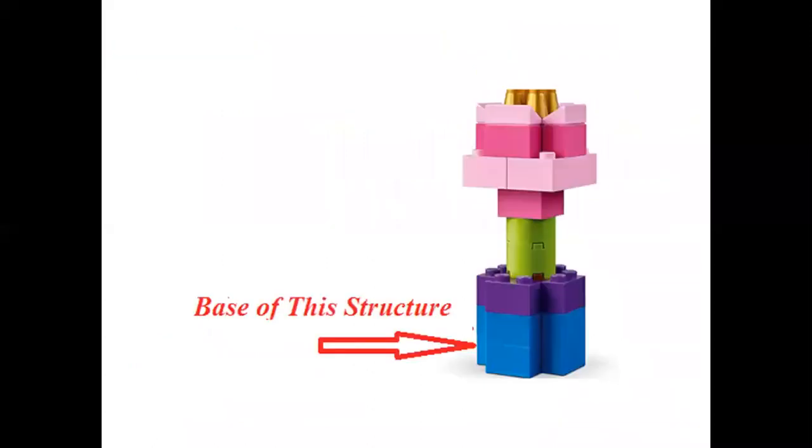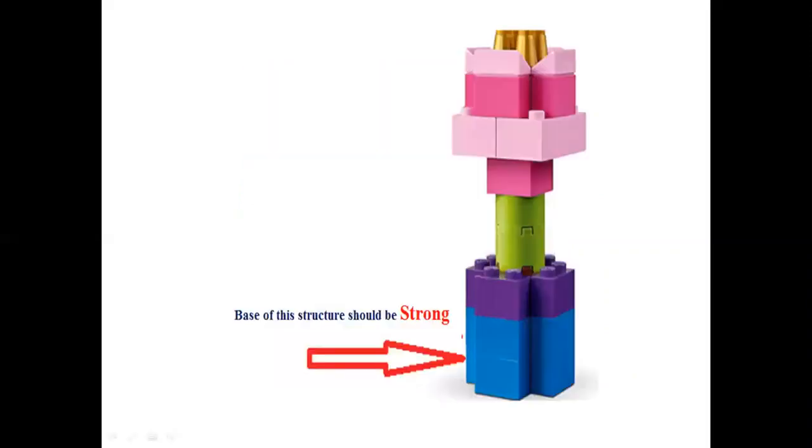Now, this is a simple structure just like a building. But what will happen if the base of this building is weak? Definitely, the building will collapse. Now, the base of this structure should be strong.